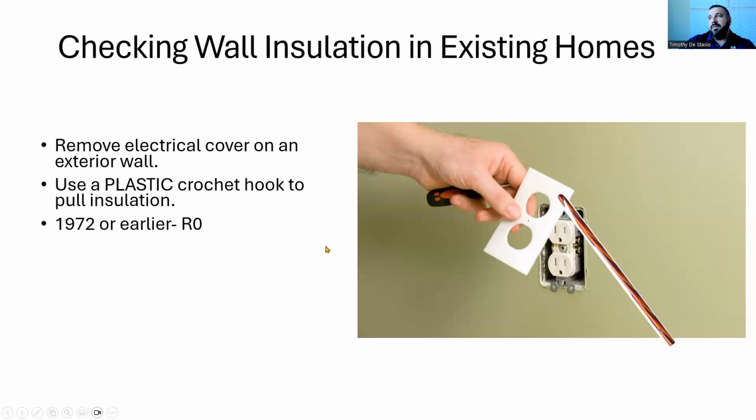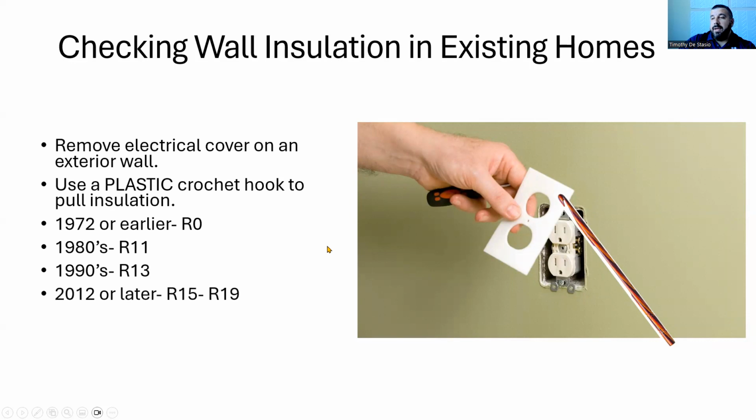Pre-1972, not many houses had any insulation in the walls. In the 1980s, they started using R11. In the 90s, they started using R13. In 2012 or later, we started seeing R15 and R19 mandated by code. So again, knowing what year the house was built and whether it had gone through a major renovation, where they maybe gutted it and then insulated the walls while they gutted it, all that is important information. And the homeowner, if they've been in that house for any period of time, would know that.